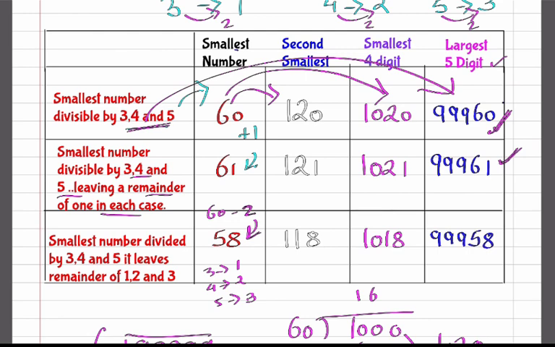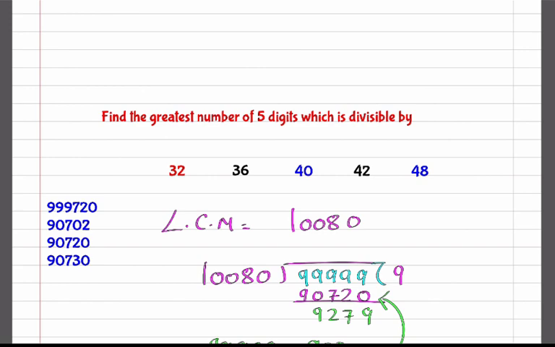Similarly, if I ask you the largest 5-digit number divided by 3, 4, 5 leaving remainders of 1, 2, 3, first find out the largest 5-digit number, then subtract 2 from it. So my answer would be 99958. Okay, I hope this gives you a better idea of how to go ahead with such kinds of questions.